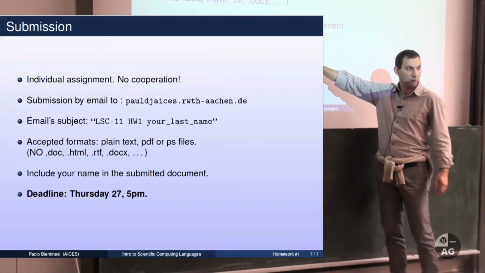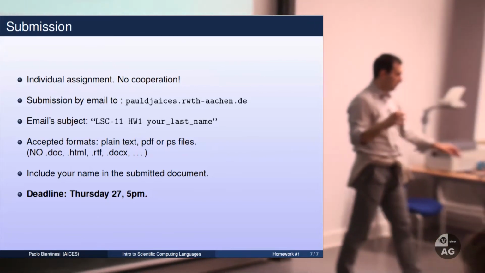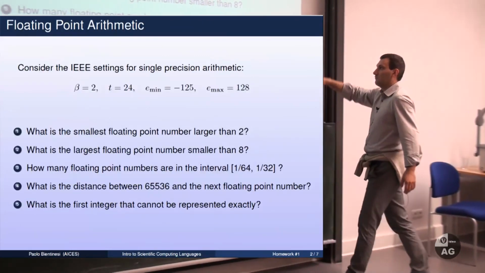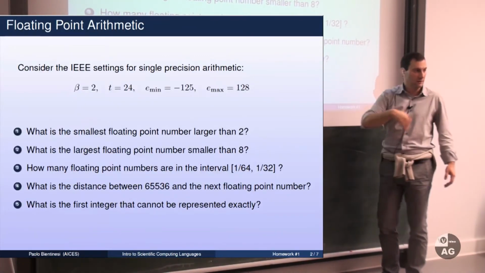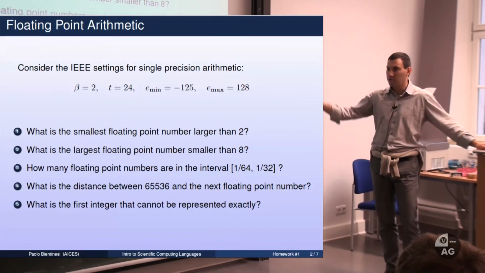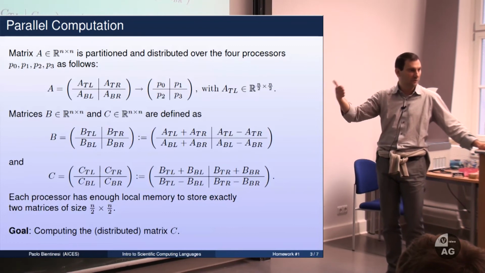Everything is, even the first part, floating point arithmetic, you just put down your 5 answers in a PDF, in a PostScript, or in a text file, and you send it together with the programs for this. Okay?